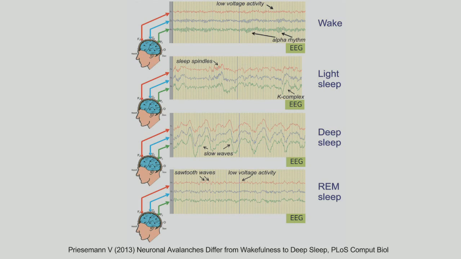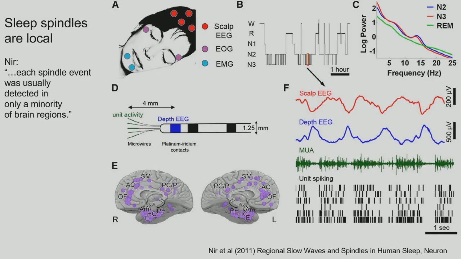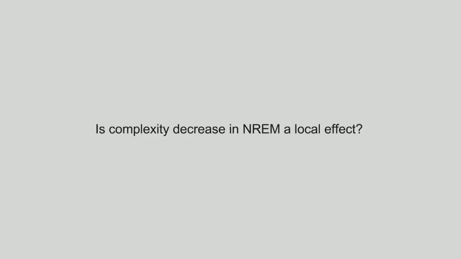What's interesting about those is that the sleep researchers suppose they are very local effects. For instance, sleep spindles do not show up everywhere in the brain, just in certain regions. They also use depth electrodes, especially those with tiny wires, such that they could actually probe single spike activity as well. And Nir and Tononi, who are sleep specialists, found that sleep spindles are a local effect. So we asked also, is our complexity measure also a local effect, or is it just a very global thing?